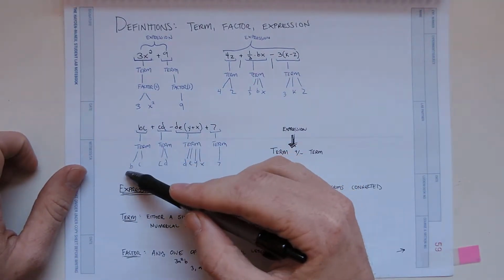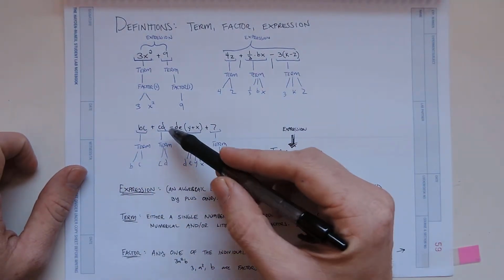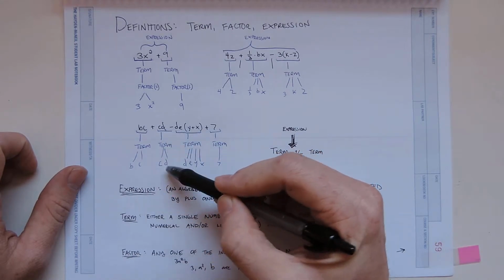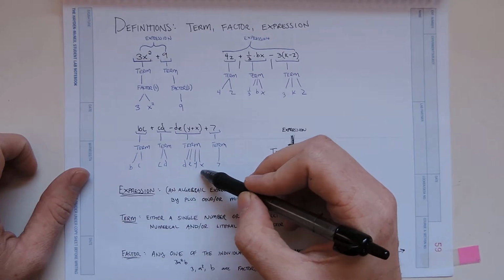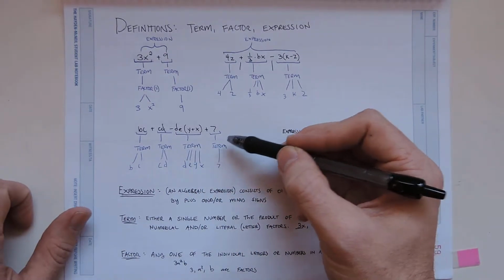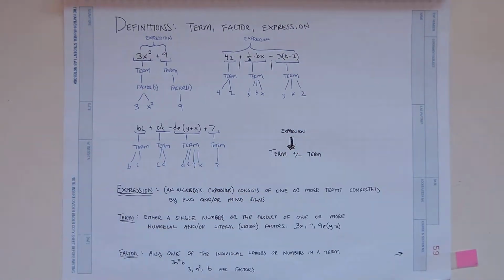Making up term 1 are the factors b and c. Making up term 2 are the factors c and d. Making up term 3 are the factors d, e, y, and x. Making up term 4 is the factor 7. So now let's look at the definitions.